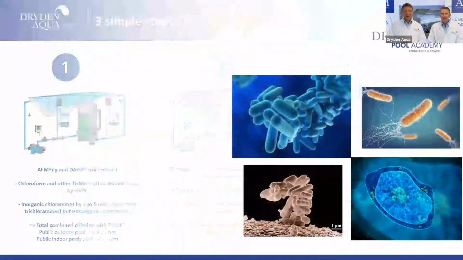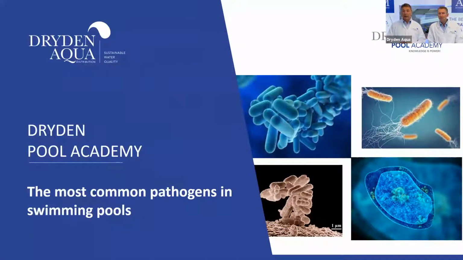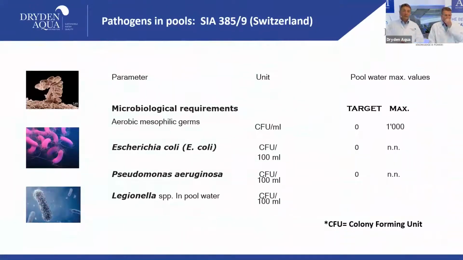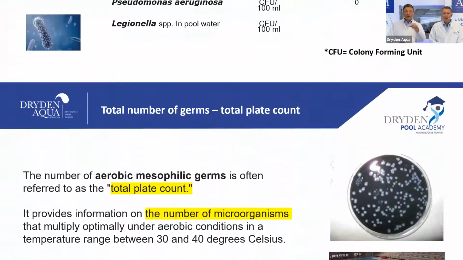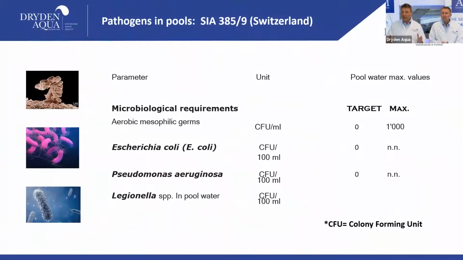So, pathogens, session number 9. Let's give the overview. This is how they look, but let's go one by one. This is usually how we find it in our regulation. You have the aerobic mesophilic germs, let's call them germs, E. coli, Pseudomonas, and Legionellas. What is not here, and what I know you're testing all the time, as in the UK, is Crypto. They don't test it here. I think this is wrong. I think you're absolutely right to test for it, but we are not. But we will also talk about Crypto. Let's go one by one, just so you get an overview.